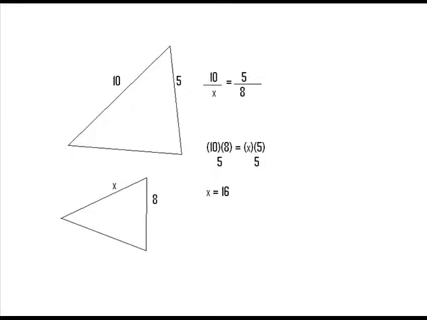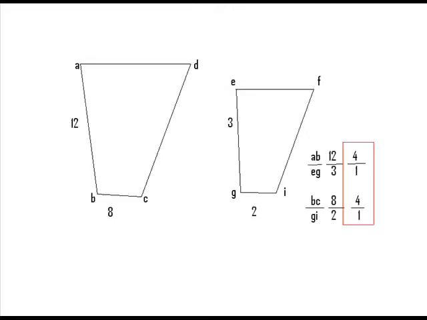Loki was given another proportionate triangle. The first side on the proportionate triangle is 10 centimeters. The second side is proportional to BC, and its length is 5 centimeters. The side on the second triangle that is proportional to the missing side on triangle ABC is 8 centimeters. Use proportions to figure out what the missing side length is. 16! Yep, I think that's right, Goldilocks.